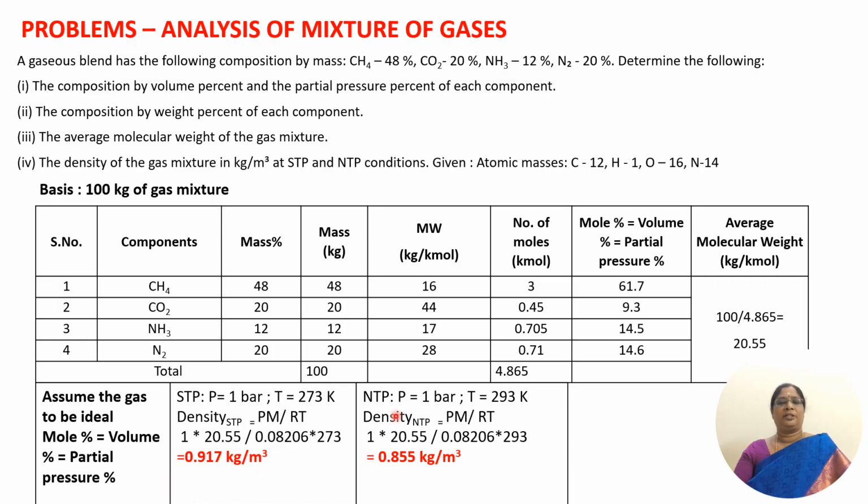At NTP conditions, we know pressure is 1 bar and temperature is 293 Kelvin. So by substituting 1 into average molecular weight is 20.55 divided by 0.08206 into 293 gives 0.855 kg per meter cube.